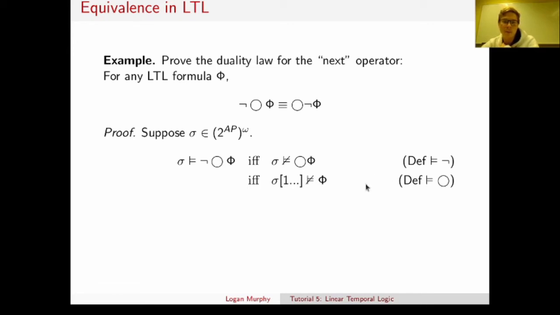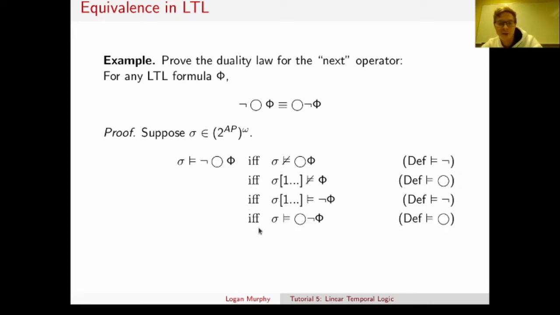Okay, let's do the negation semantics the other way this time. This means that sigma from the first index satisfies not phi, and then doing the same thing again with the next operator in the other direction, this is equivalent to sigma satisfying next not phi. So in this case, we were able to assume sigma satisfies the first formula, and then show that it's equivalent to sigma satisfying the next formula. Okay, so that proof's done.